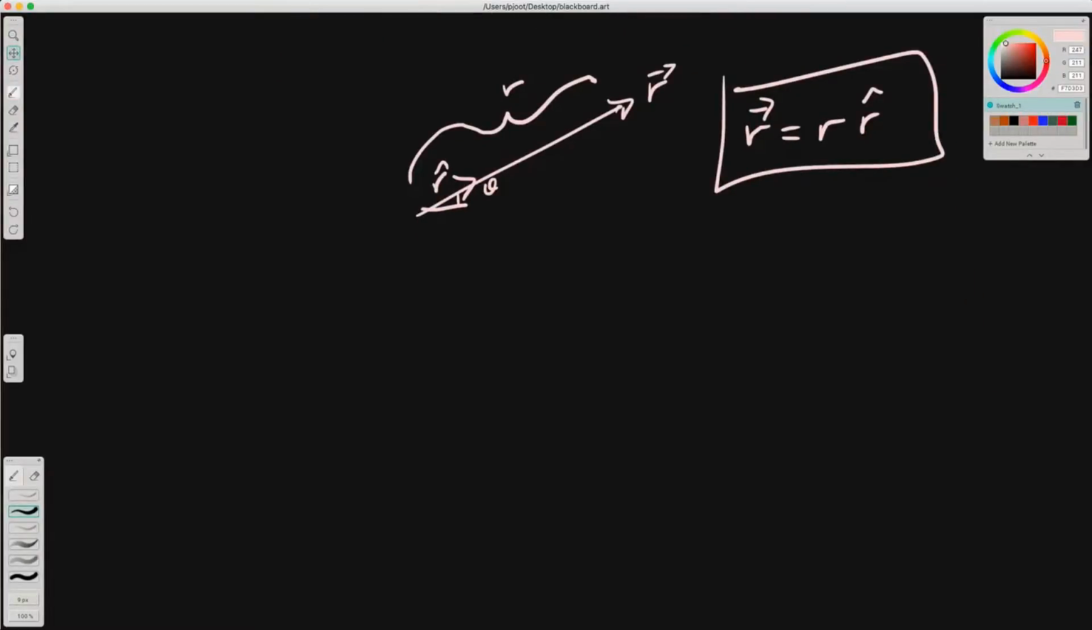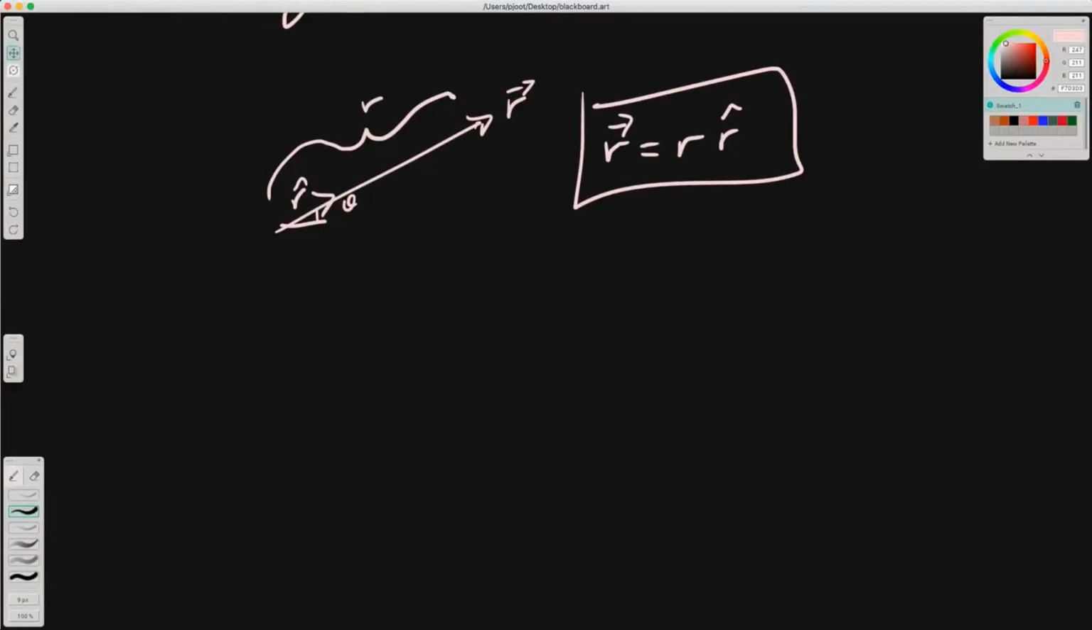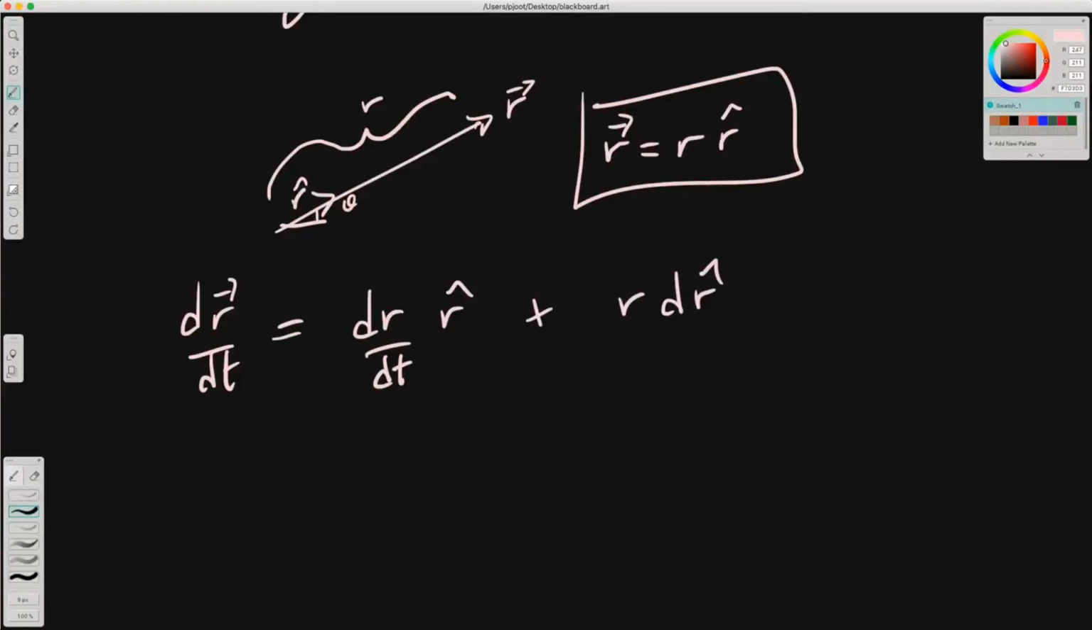If we're to look at the velocity of a vector in a cylindrical representation, we just have to take derivatives. So we can do that. dr/dt is, by the chain rule, dr/dt r hat plus r d r hat/dt. Or for short, we can say r prime r hat plus r r hat prime.